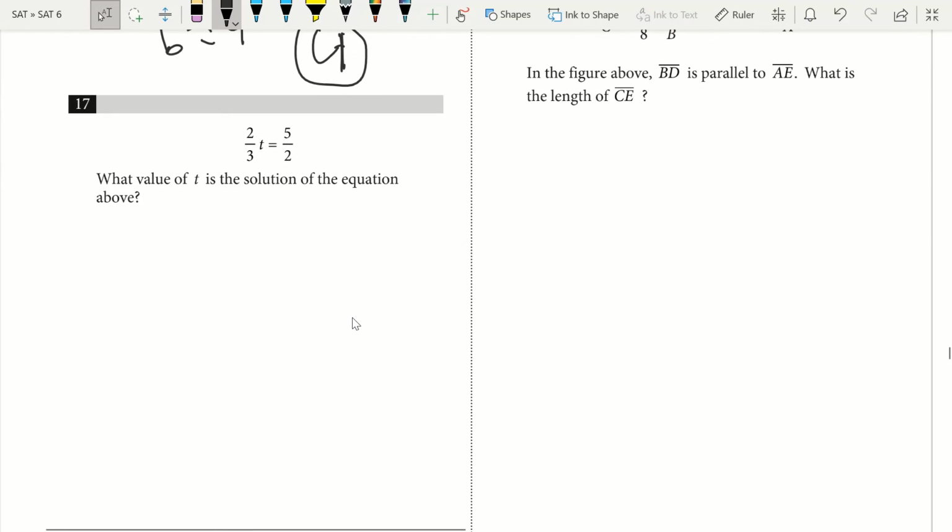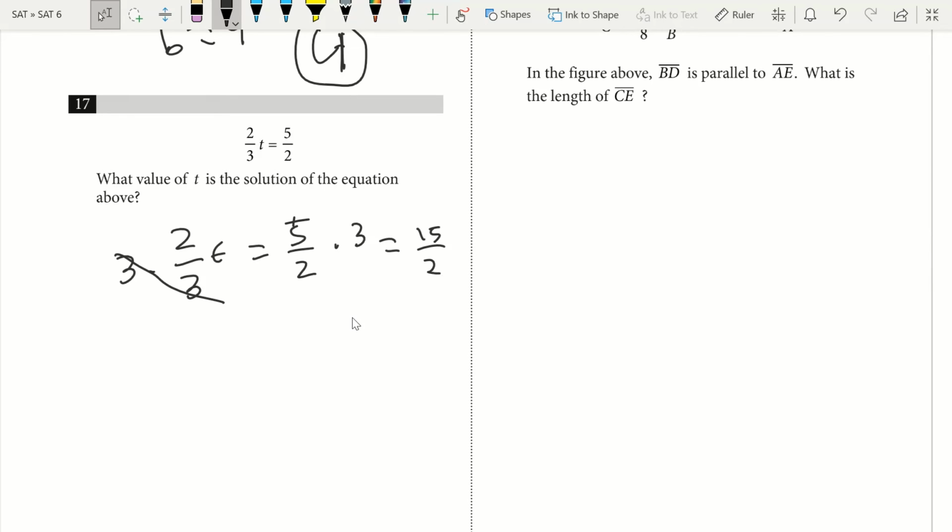Question 17. What value of t is the solution of the equation above? Alright, this one is just going to be a simple algebra question. So we go ahead and multiply each side by 3 so we can start to isolate t. 5 times 3 is 15, so we have 15 over 2. We go ahead and divide by 2 to isolate t. We divide 15 over 2 by 2. That's the same as multiplying our denominator by 2, right? So now we get 15 over 4 equals t. So 15 over 4 will be our answer there.